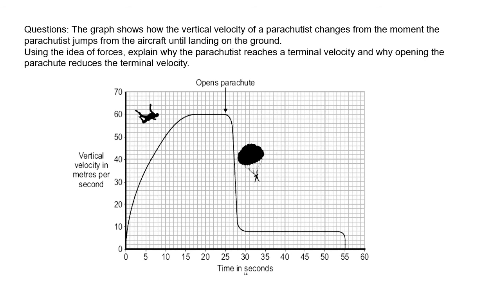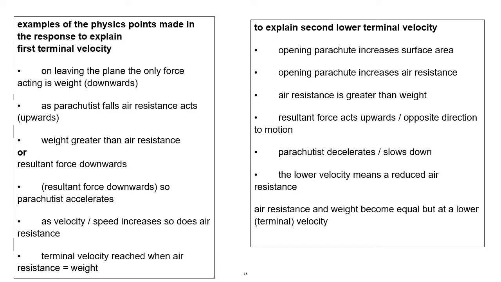When he was accelerating, what happened to his speed and forces? When he attains the terminal velocity, what was the reason behind it? And you have to explain the other terminal velocity as well. You can pause this video for 10 minutes to do these questions and then come up with your answer. Welcome back. Here is the answer key for that 6-marker. You should include at least 3 points for the first terminal velocity and 3 points for the second, lower terminal velocity. You can pause this video here and mark your answer.